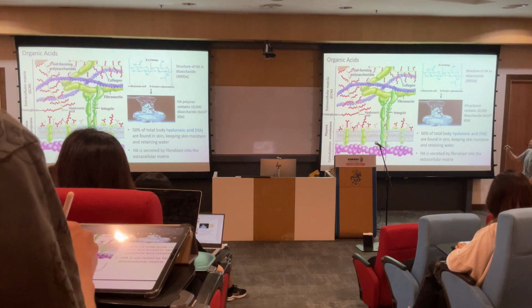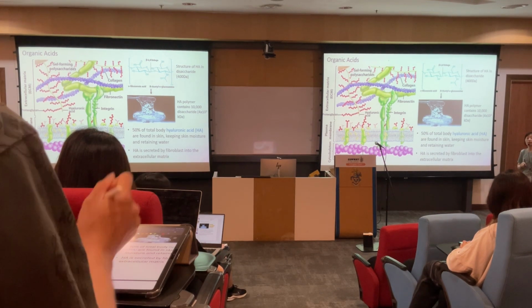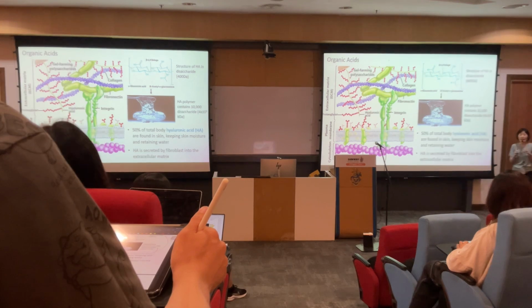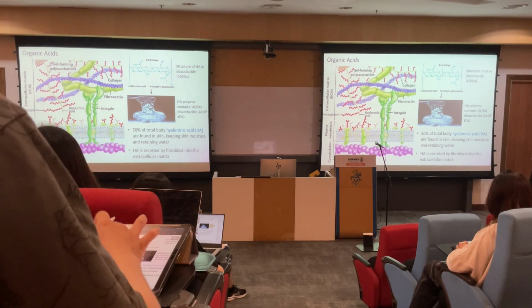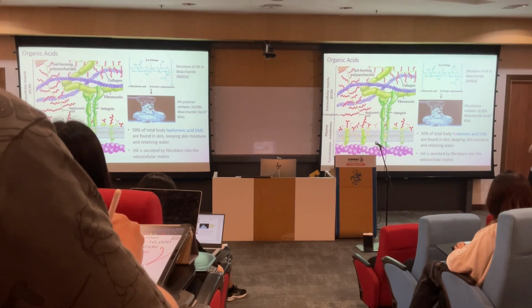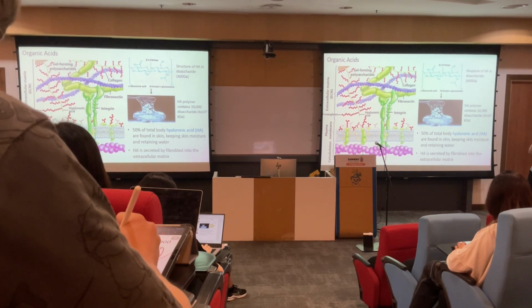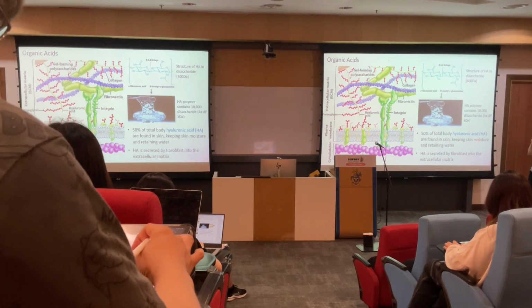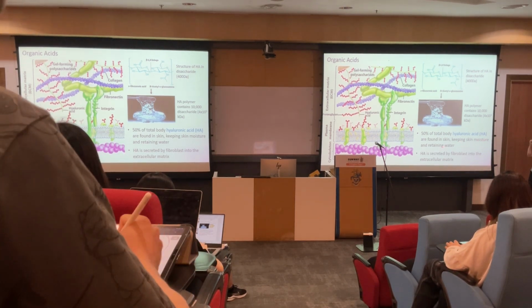And why is it present in our skin? Because hyaluronic acid can retain water. Therefore they say that 50% of the total body's HA, this hyaluronic acid, is found in the skin. So it's keeping the skin's moisture and retaining water.